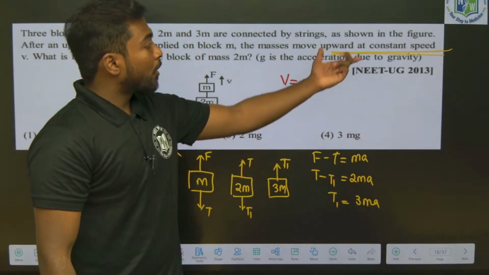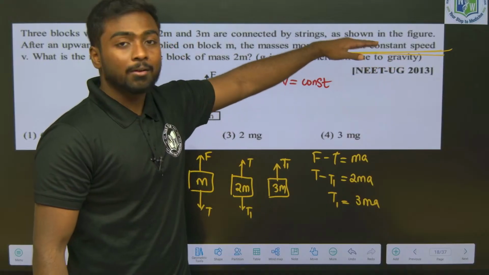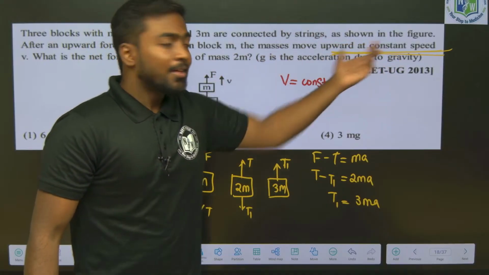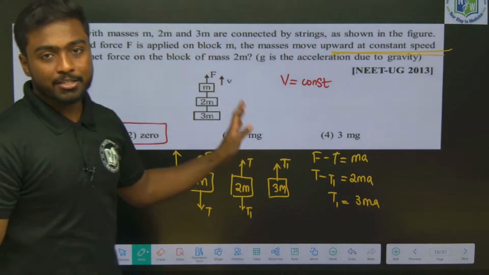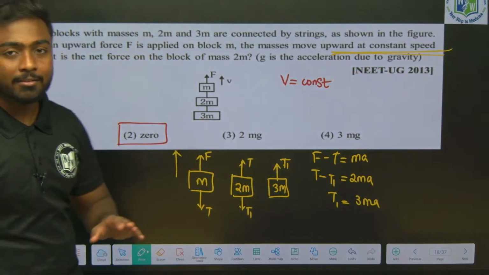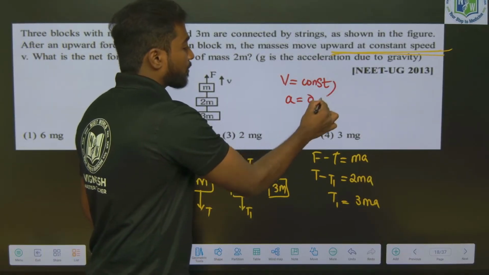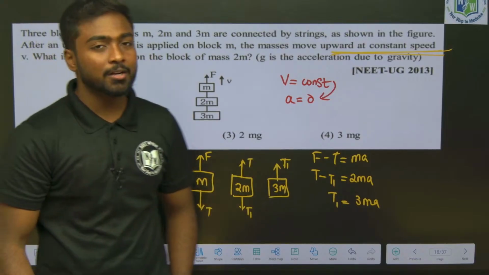If they had not mentioned the velocity, and it was not constant, then I could find the acceleration. But it's moving with constant speed only. That's why acceleration is 0, because it is constant velocity.